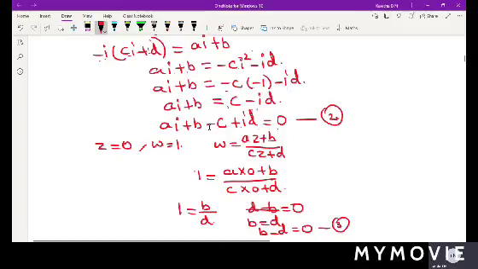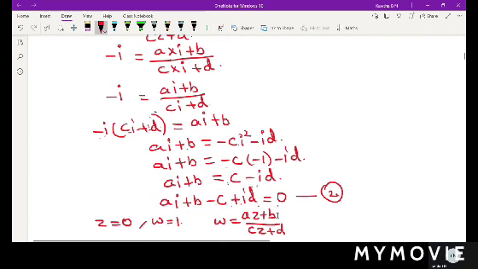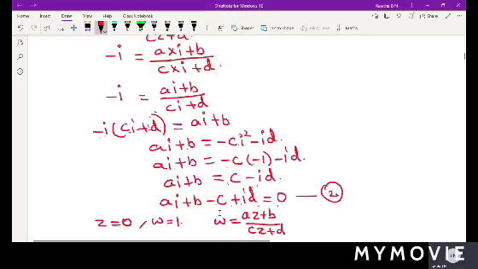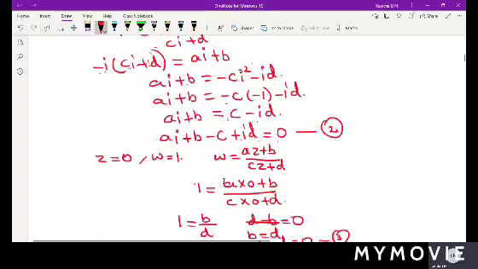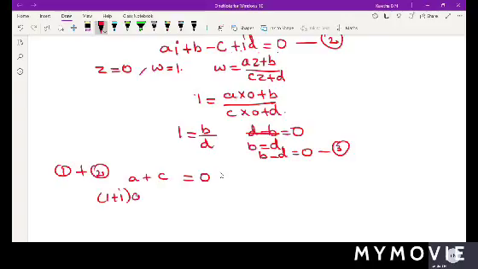Okay, next step, you have to take two equations. Observe equation 1 and equation 2. Here c will get cancelled, plus c and minus c will get cancelled. Take equation 1 plus equation 2: a plus c is equal to 0, and ai plus b plus id is equal to 0.